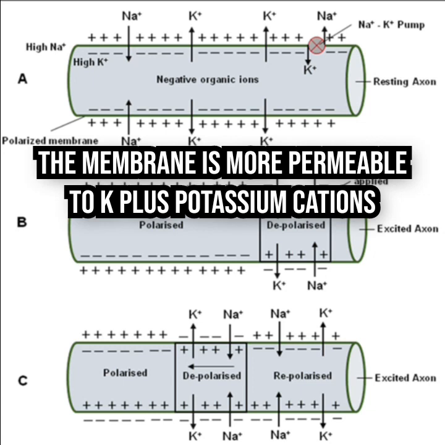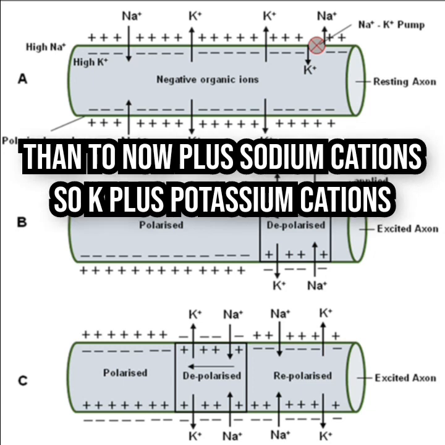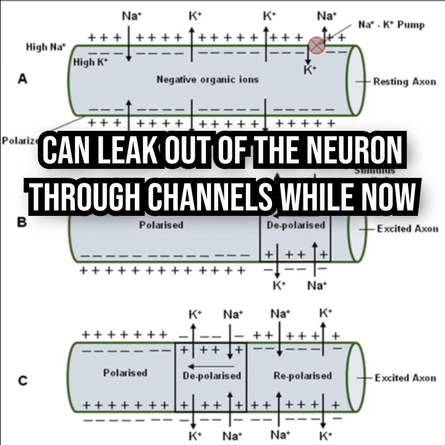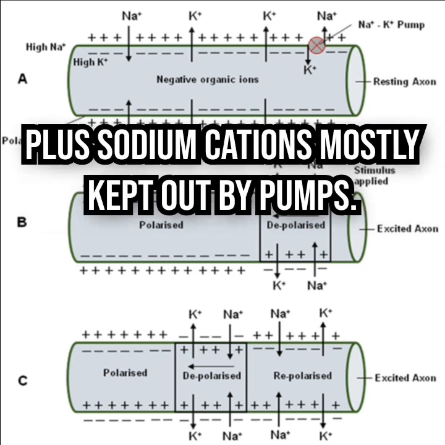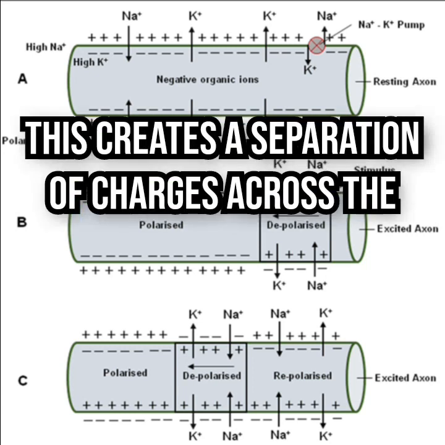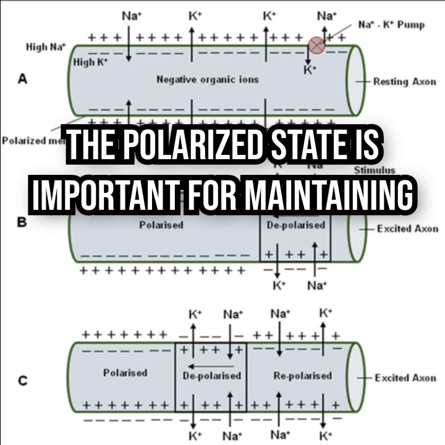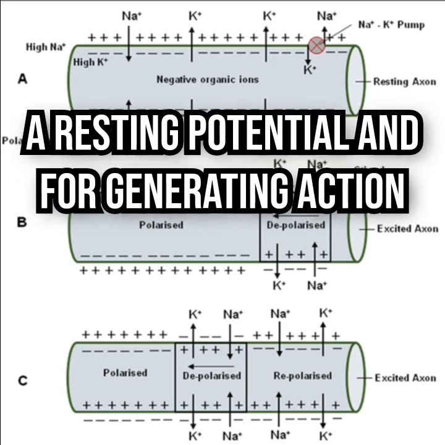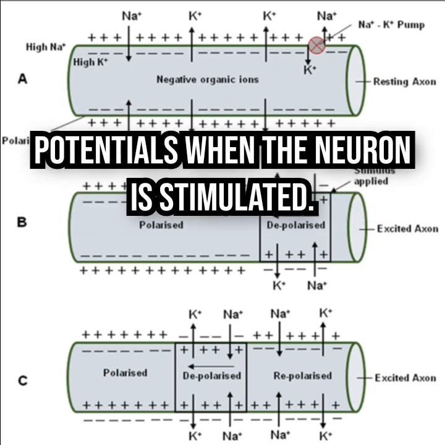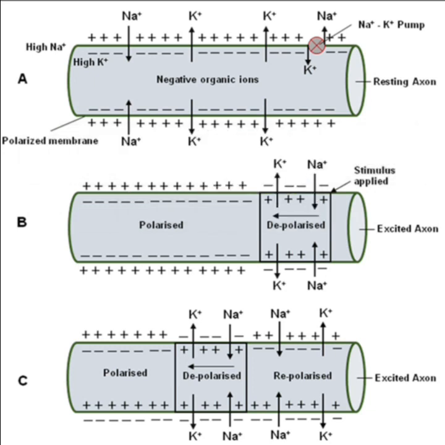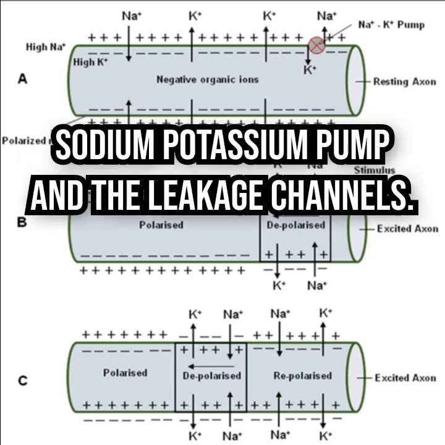The membrane is more permeable to K+ potassium cations than to Na+ sodium cations, so K+ cations can leak out of the neuron through channels, while Na+ cations are mostly kept out by pumps. This creates a separation of charges across the membrane, which is the basis of the polarized state. The polarized state is important for maintaining a stable resting potential and for generating action potentials when the neuron is stimulated. This charge difference is maintained by the sodium-potassium pump and the leakage channels.